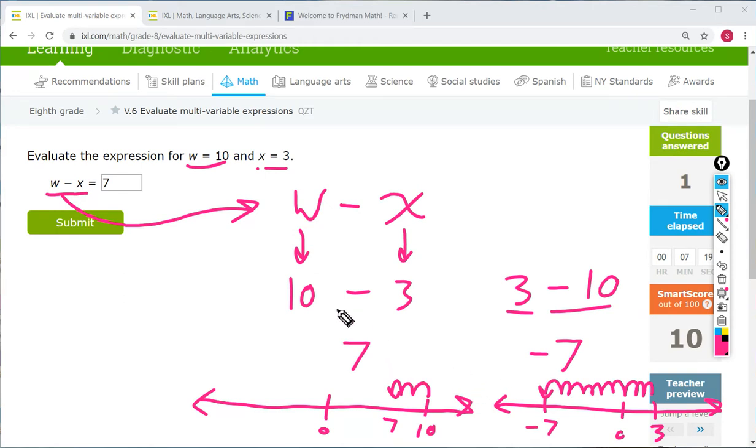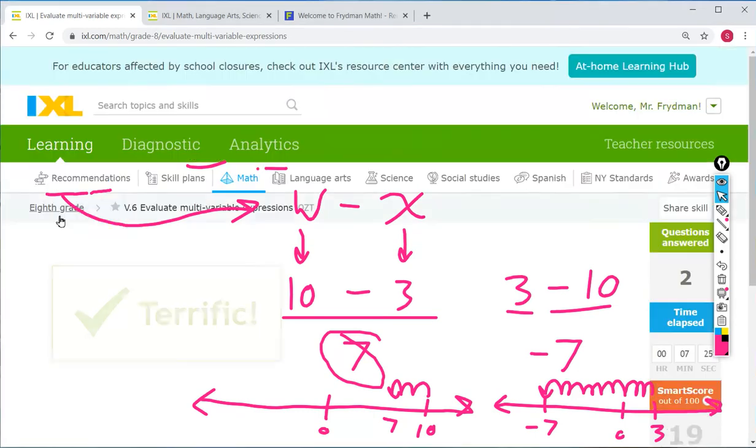But anyway, this one was 10 minus 3, so that's a positive 7. So we'll just type that in.